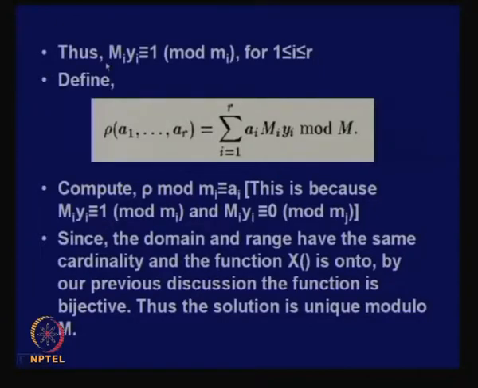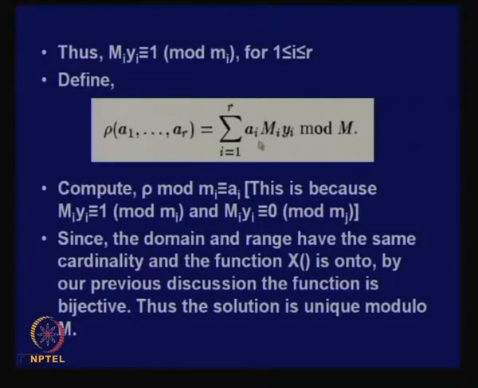Do you understand this? That is, if I take mi yi and I take mod of mj where j is not equal to i, then this value will be equal to 0, because mj will divide mi. So, as I told you, this is a constructive proof. Therefore, what I am saying is that this solution will be equal to sigma ai mi yi.